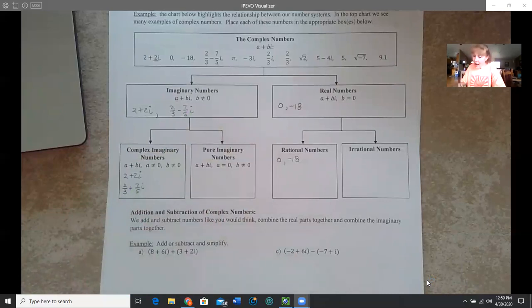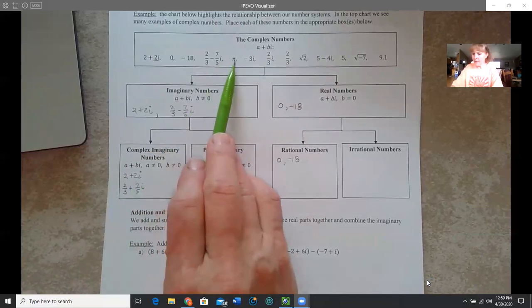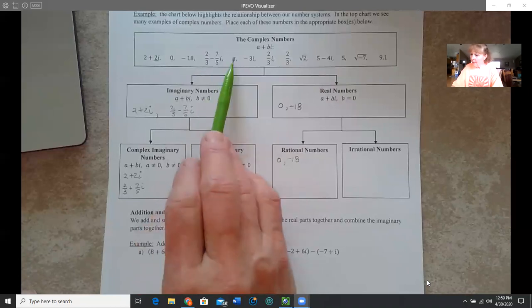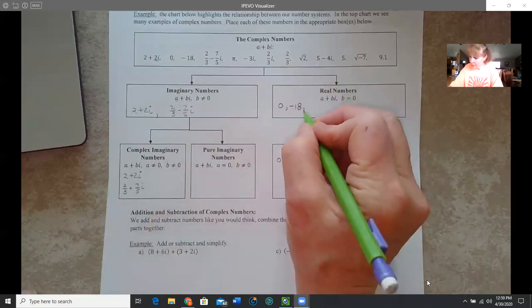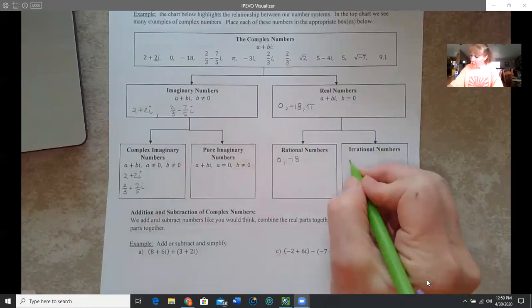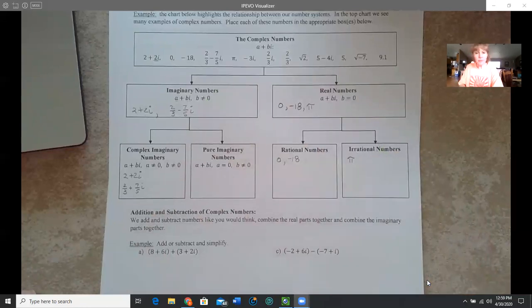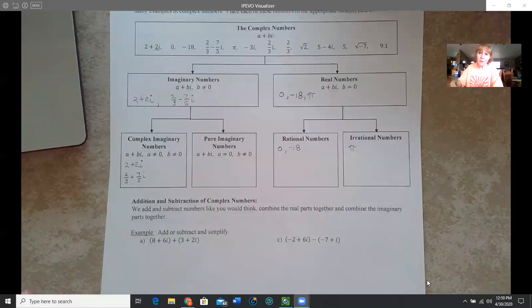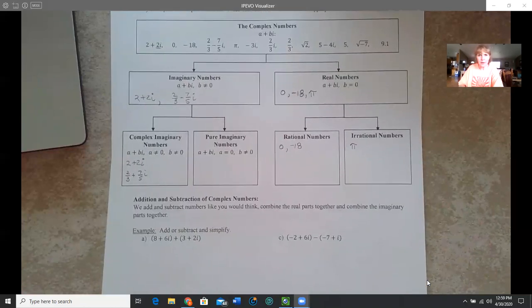All right, let's look at our next number, pi. There's no i, so it doesn't go here. Pi is a real number, just a real number. And pi is irrational. It cannot be expressed as a fraction. If it were a decimal, it would not repeat. It keeps on going.